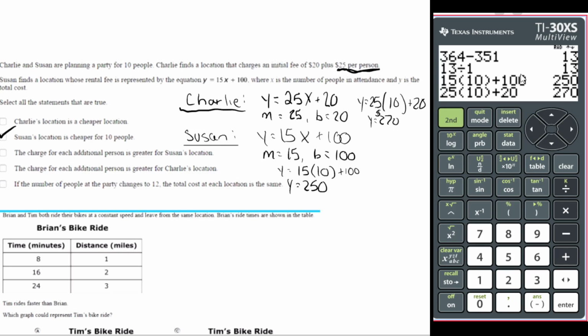The charge for each additional person is greater for Susan's location. Susan's charge per additional person, your rate, is 15. Charlie's is 25, so that's wrong. The charge for each additional person is greater for Charlie's location. Again, we just talked about it. Charlie has 25, Susan has 15, so that is true.